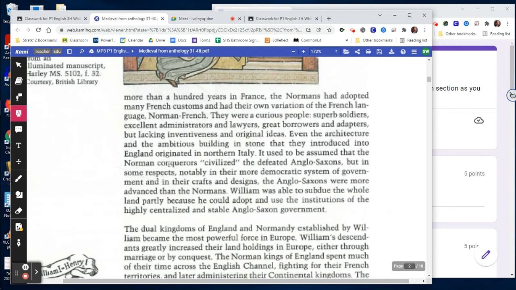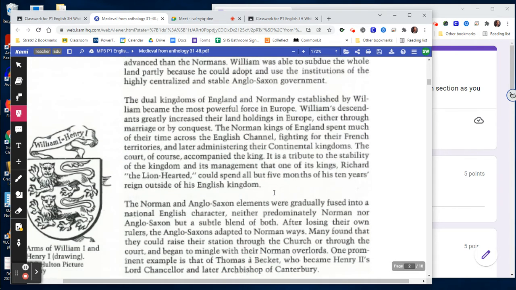It used to be assumed that the Norman conquerors civilized the defeated Anglo-Saxons, but in some respects, notably in their more democratic system of government and in their crafts and designs, the Anglo-Saxons were more advanced than the Normans. William was able to subdue the whole land partly because he could adopt and use the institution of highly centralized and stable Anglo-Saxon government. The dual kingdoms of England and Normandy established by William became the most powerful force in Europe.